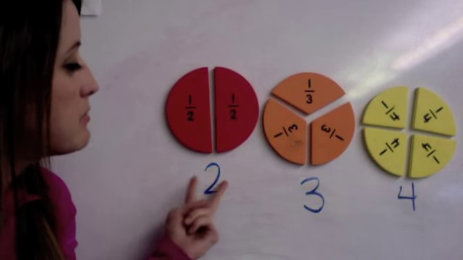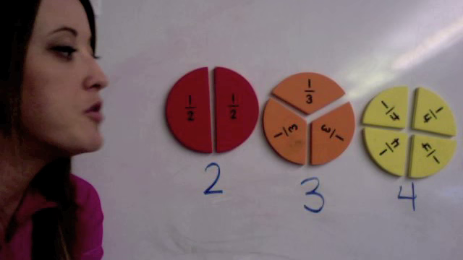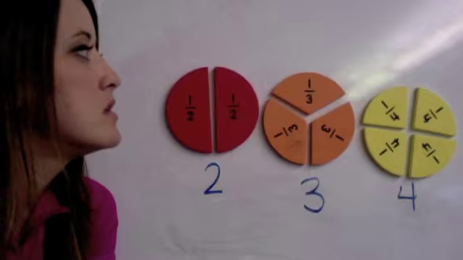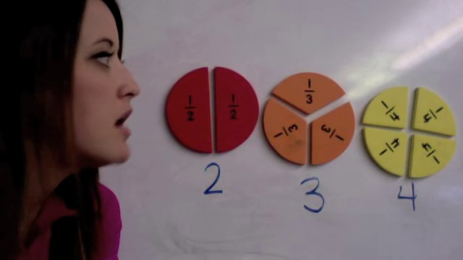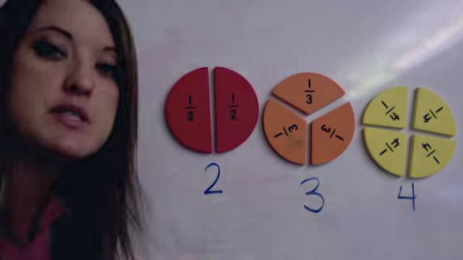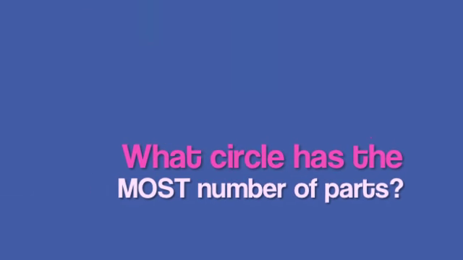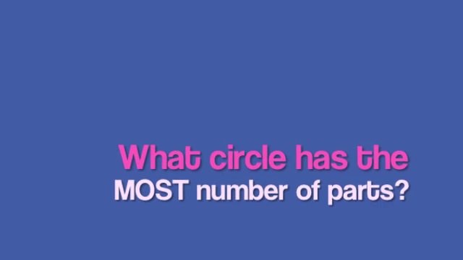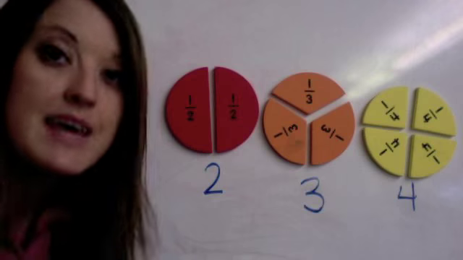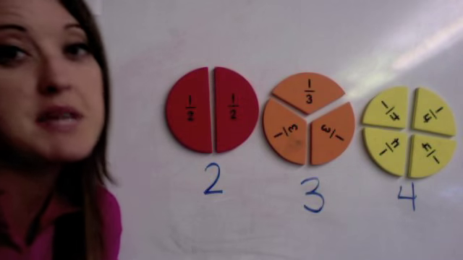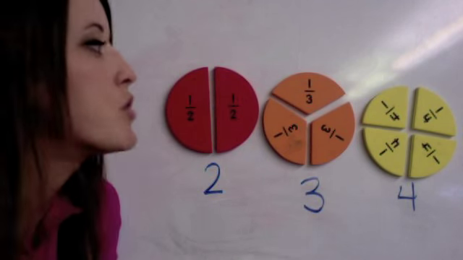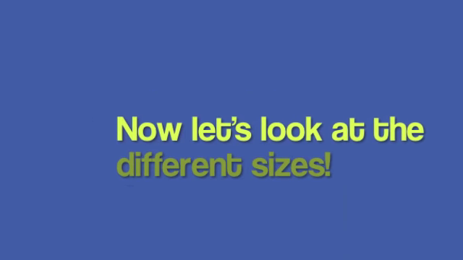So just by looking at these numbers, 2 pieces, 3 pieces, and 4 pieces, which circle has the most number of equal parts? The halves, the thirds, or the fourths? What circle has the most number of parts? That's right, the fourths have the most pieces because it takes 4 pieces to make a whole when we're talking about fourths. Now let's look at the different sizes of our parts.